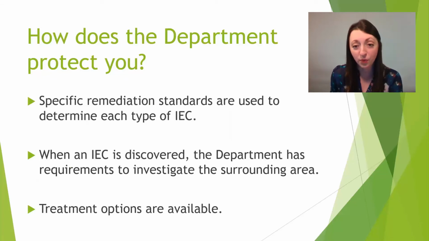Now that we've discussed the 3 types of IEC conditions, let's talk about how the department protects you. The department protects the community by identifying these hazardous spills and sampling the area which may be impacted. There are specific health-based standards for determining each type of IEC condition that I just described. When one of these IEC conditions occurs, the department has requirements to also investigate surrounding areas, whether they be additional buildings for suspected vapor intrusion or potable wells used for drinking.